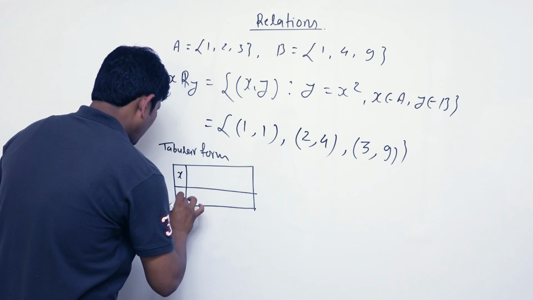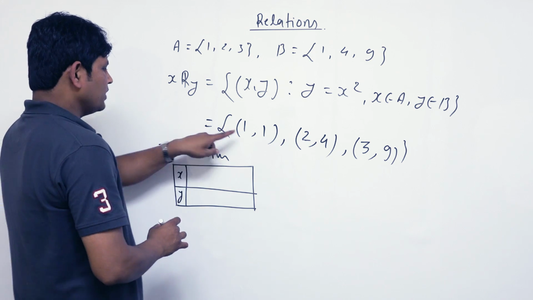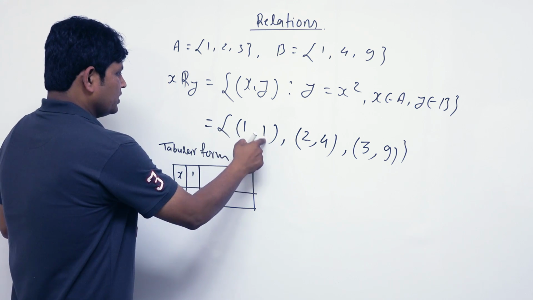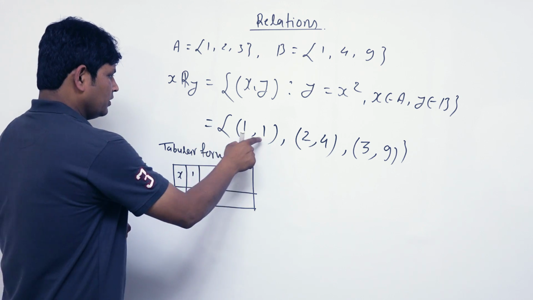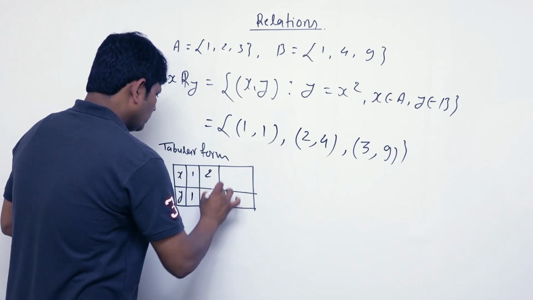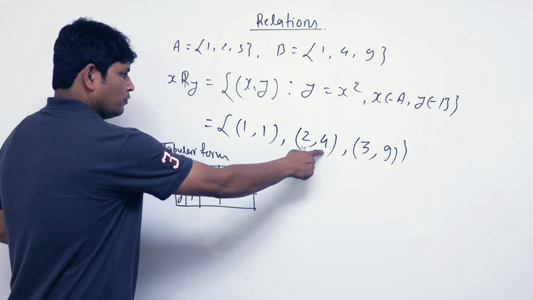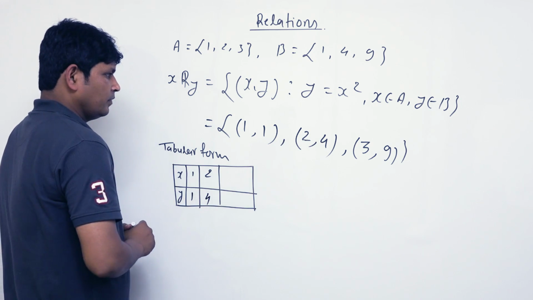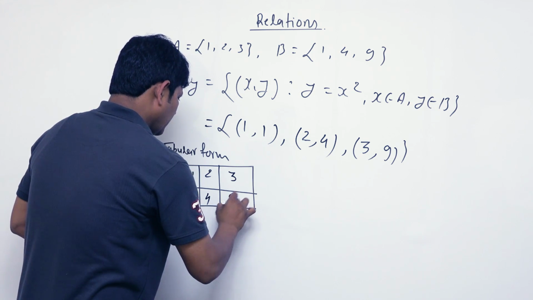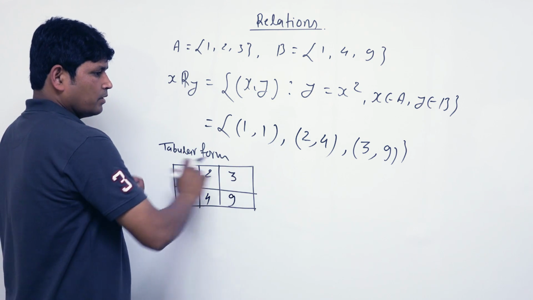You can write here X and Y. What is the first component of X? It is 1. What is the relation with 1? So write 1 here. There is 2. What is the relation? 4. So 4. Now 3 gets replaced with a 9. So this is called a tabular form.